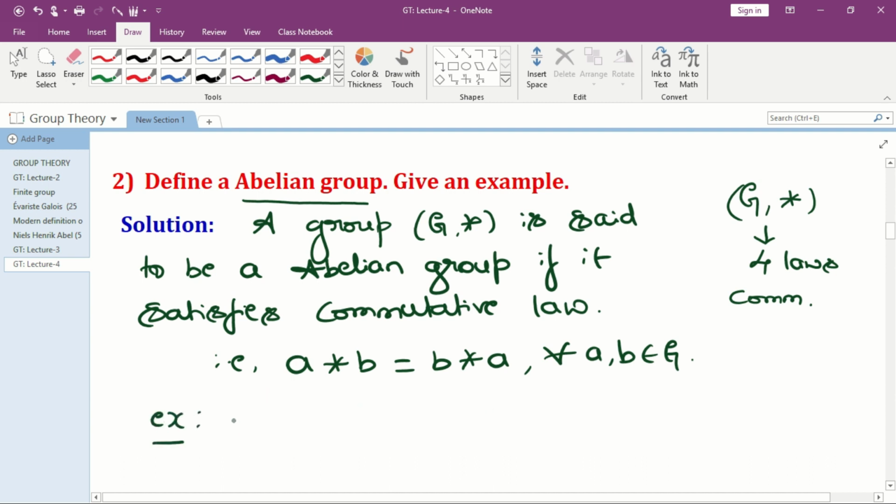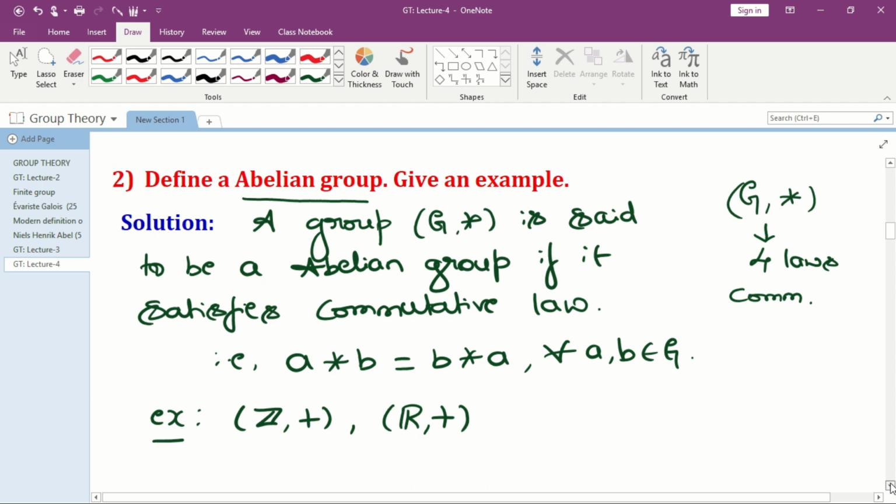Once again we shall give examples. We can give the same example we gave for group, Z plus, because it satisfies commutative law, that is A plus B is equal to B plus A. If you want, you can give R plus. Again, it is true in case of addition, etc.